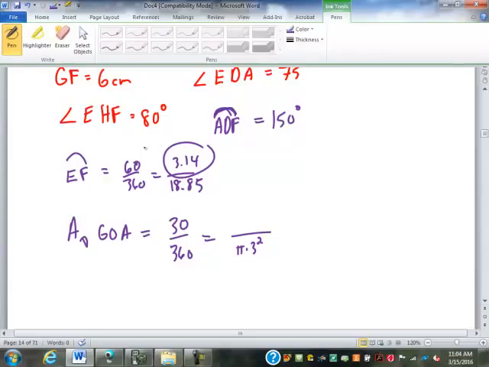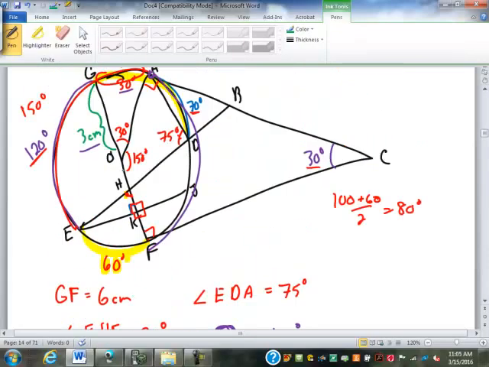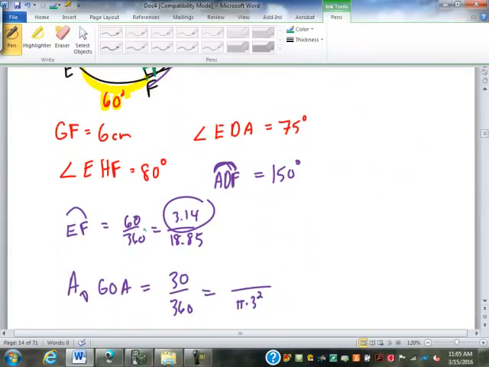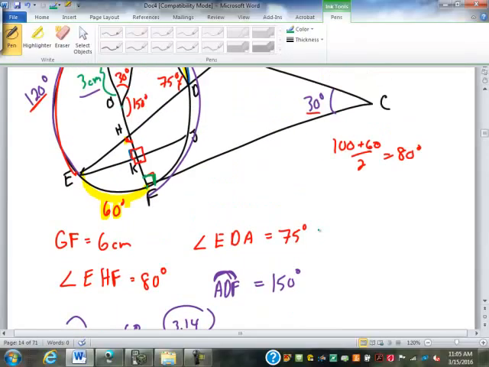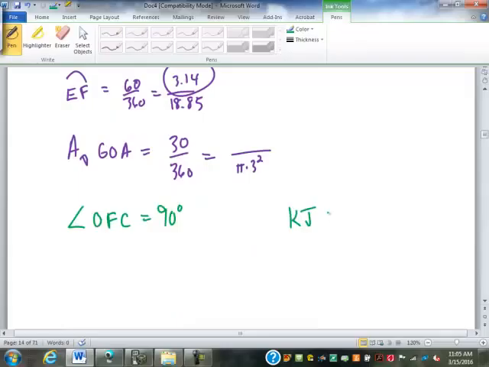What's next? Angle OFC. That angle has to be a right angle. It's a radius to a tangent. What's next? The length of KJ. If this is 2.5, this has to be 2.5. So KJ is also 2.5, because if a radius hits a chord at a right angle, it cuts it in half as well.